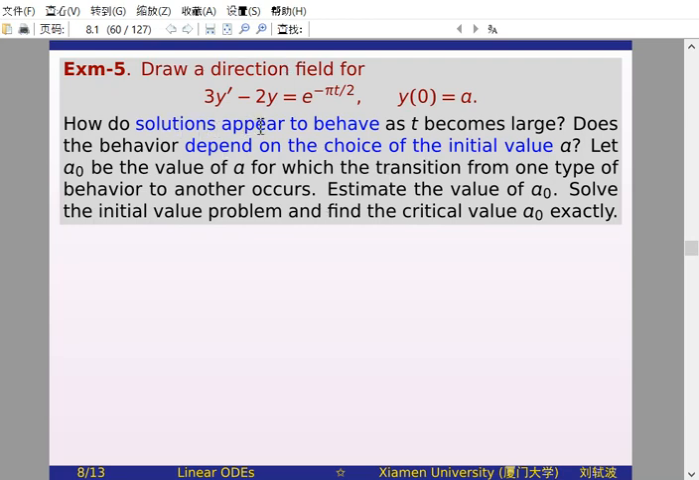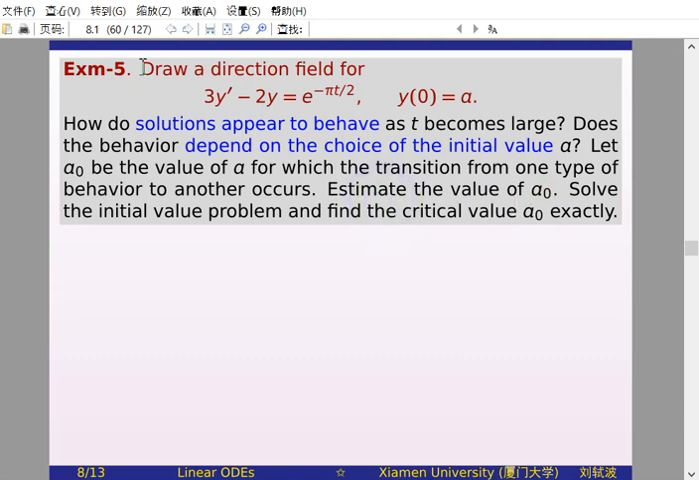How does the solution behave as t becomes large? And does the behavior of the solution depend on the choice of the initial value a? If it depends on the initial value a, then find the critical value of a, denoted by a0. That is, if a is greater than a0, the solution will have one behavior. If a is less than a0, the solution will have another behavior. So we need to determine this a0. Okay, so this is the problem.